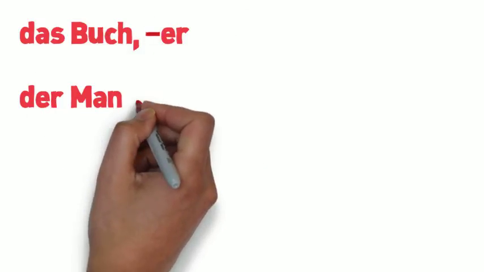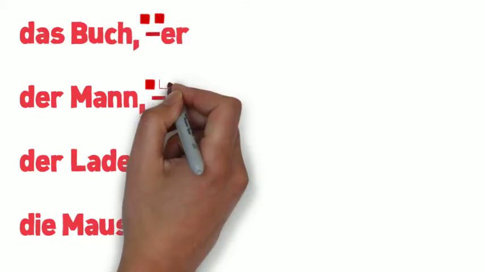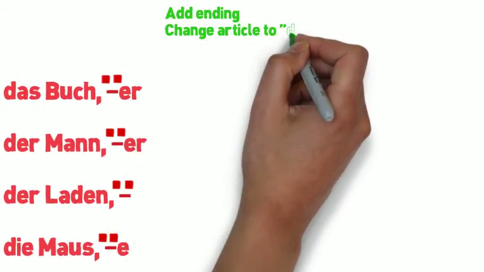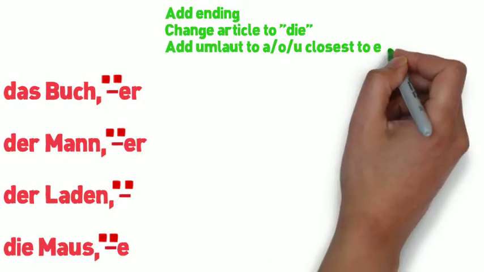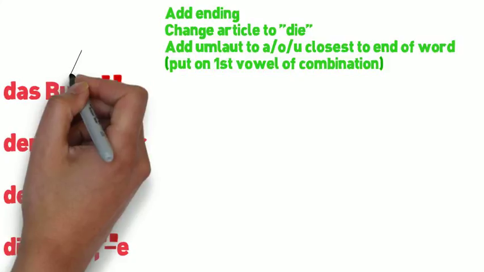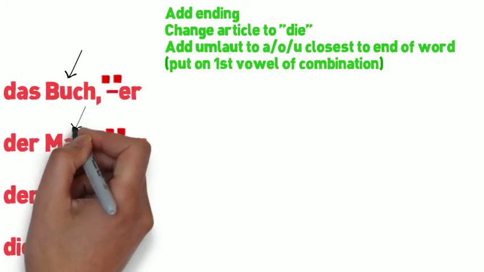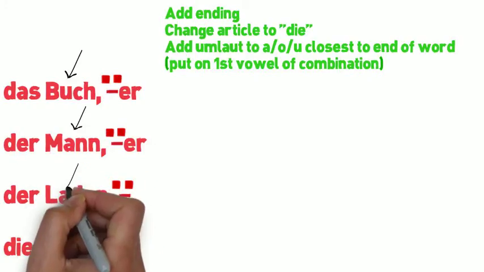Many words, however, don't just add letters to the end of the word. They add something to the word itself. When you see a noun listed with an umlaut over the dash, this means that the umlaut will be added to the A, O, or U closest to the end of the singular form word. If there's a combination vowel like AU in the word, the umlaut will go over the first one. So in Buch, the umlaut will go over the U.